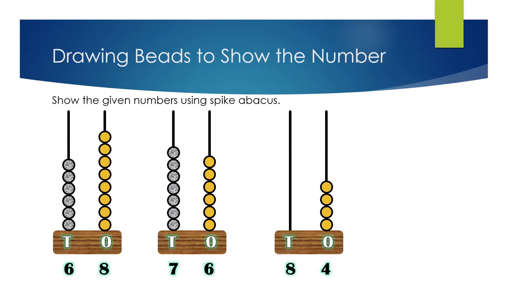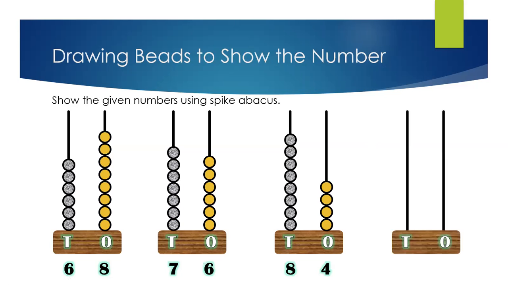So here we have placed 4 beads to show 4 ones, and here we have placed 8 beads to show 8 tens. Here are the number of beads: 1, 2, 3, 4, 5, 6, 7, 8. 8 beads to show 8 tens. Here is the fourth question. And here we are having the number 21. It means we are having 1 one and 2 tens.